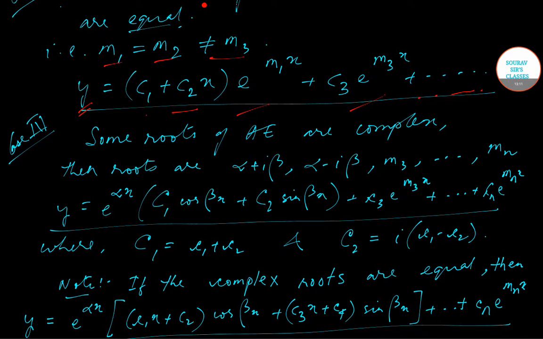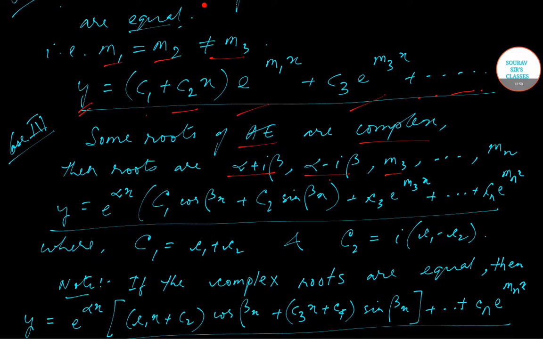The third case will be that some roots of the auxiliary equation will be complex. Suppose we have two roots which are complex, that is alpha plus i beta and alpha minus i beta. One more thing that needs to be considered is that when we have one complex number as the root of an auxiliary equation, then its complex conjugate will also be a root of the auxiliary equation. So we always have complex roots in pairs. That is to be remembered in all cases.